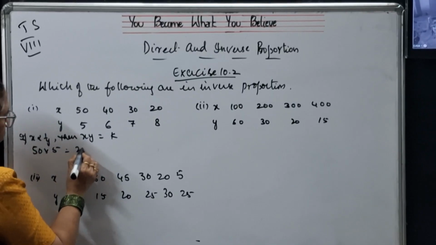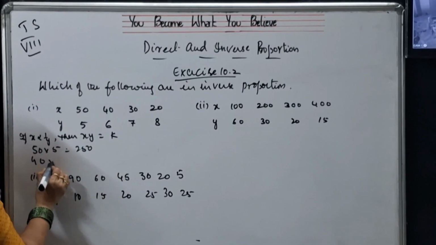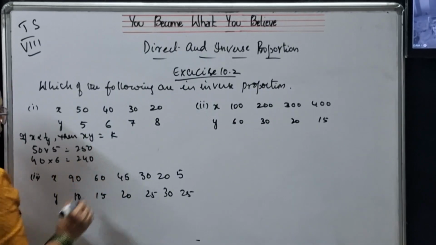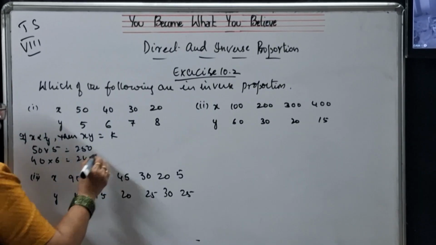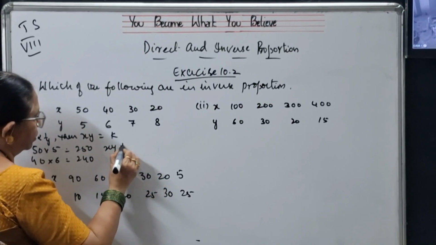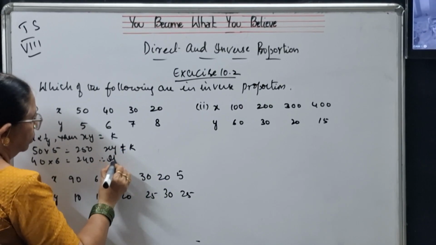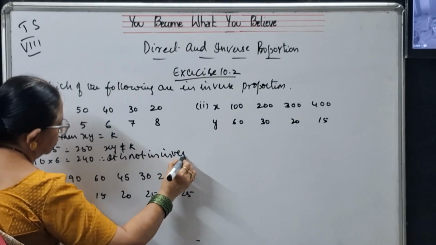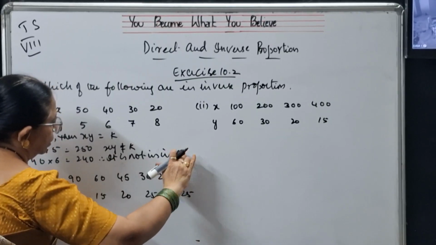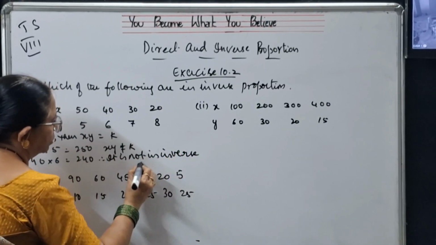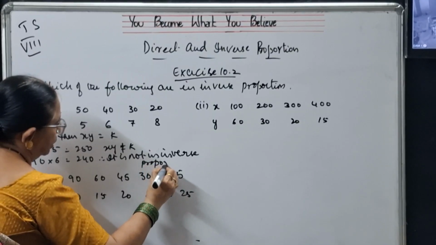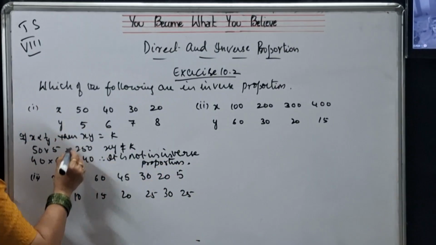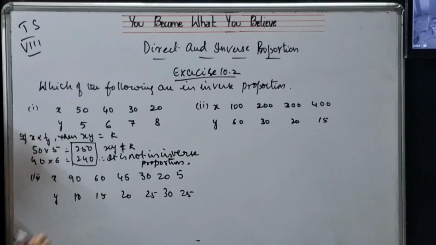50 into 5 is 250. 40 into 6 is 240. So even here itself, we have not got xy is equal to k. Therefore, it is not in inverse proportion. We need not continue, children, because here itself I didn't get them as the same. So xy is not equal to k. So it is not in inverse proportion.